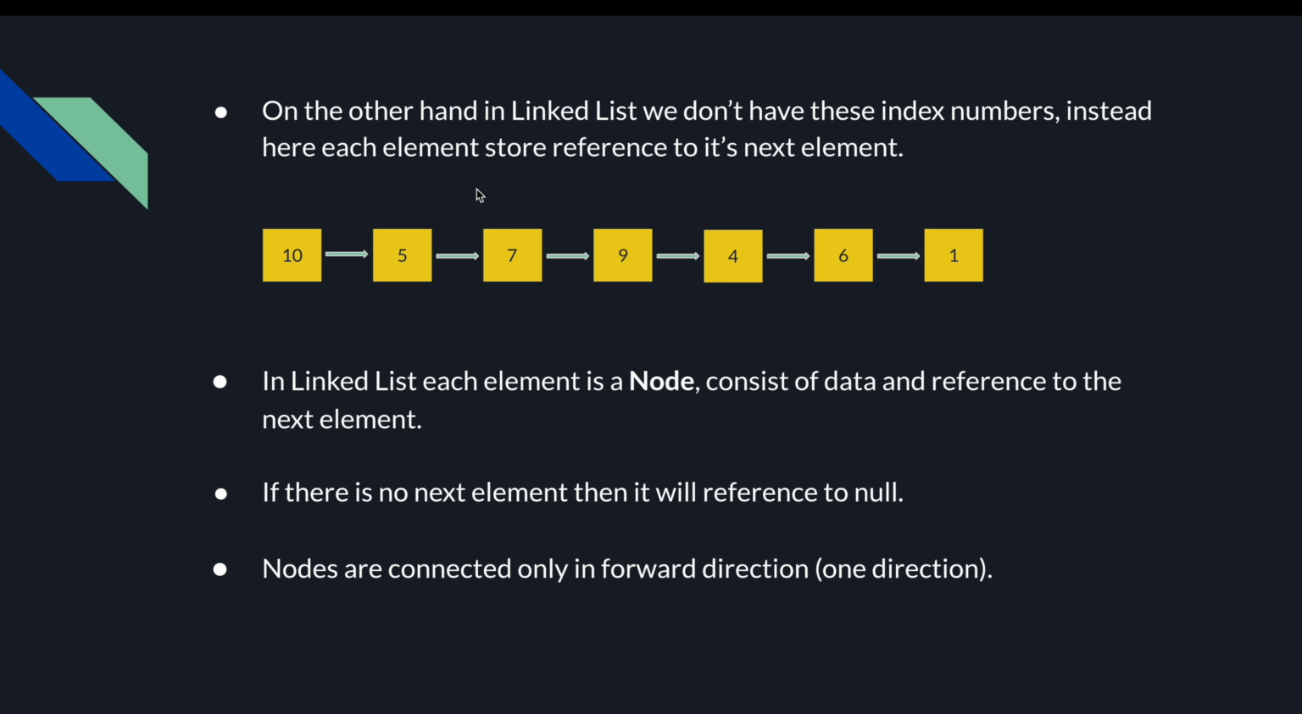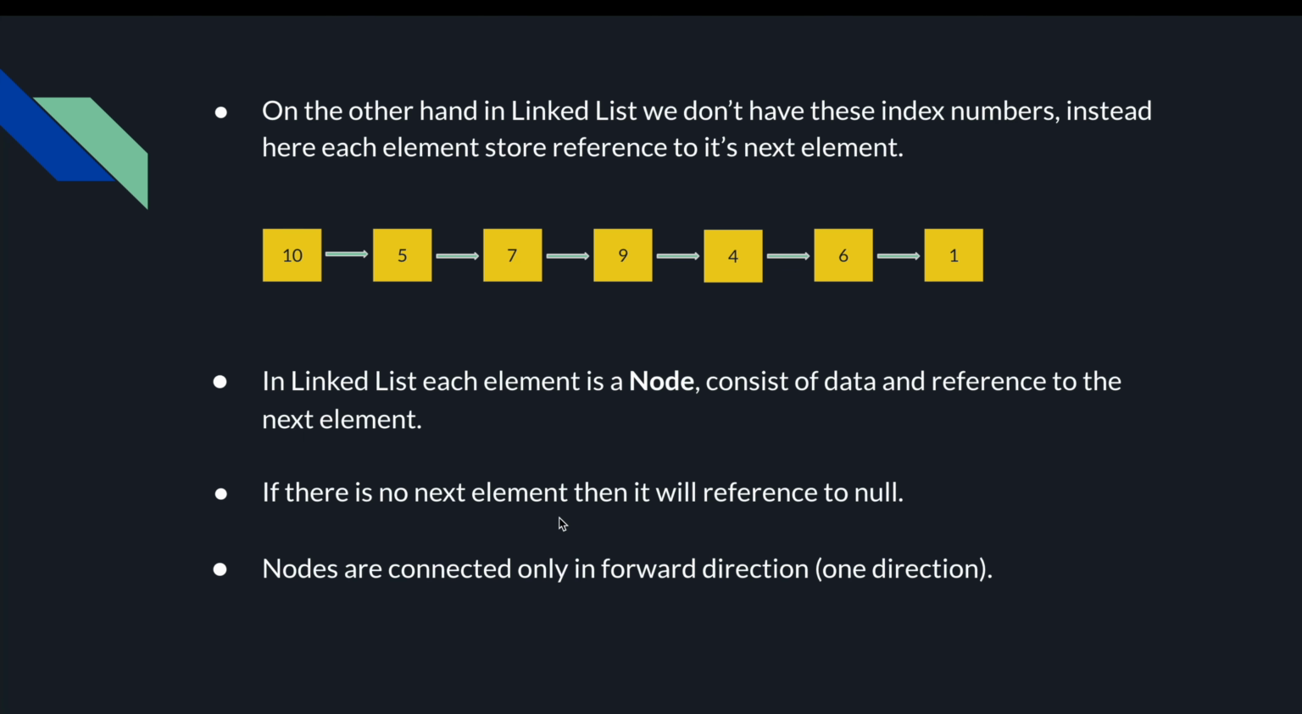Instead, here each element stores a reference to its next element. Meaning, let's suppose this is my linked list and this is my first element that has value 10. Now here we don't have any index number, but this element 10 has the reference, or you can say a pointer, that is pointing to the next element. Same with our second element that has value 5 and a reference or a pointer to the next element, that is 7, and so on. Like 7 is pointing to 9, 9 is pointing to 4, and this chain keeps on going until the last element. Now since here in linked list each element has a value and a reference to the next element, we will call this element a node that consists of data and reference to the next element.